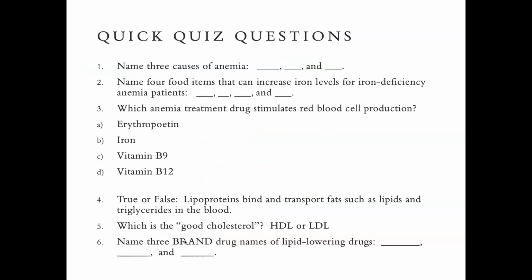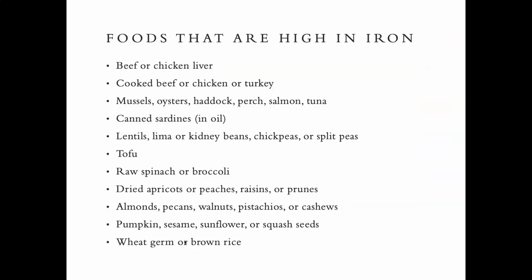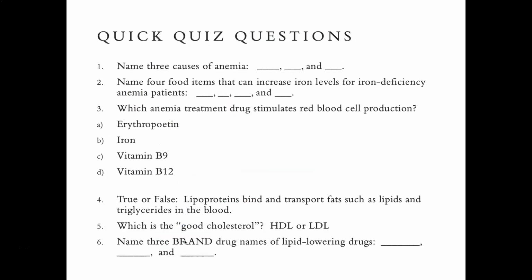Quick quiz questions. Name 3 out of the many causes of anemia? And make sure you know all of the 6. Make sure you know all 6 of those for your quiz. Hint, hint, hint. Okay, so what are 3 causes of anemia? What are 4 food items that can increase iron levels for iron deficiency anemia patients? Which anemia treatment drug stimulates red blood cell production? Make sure you know which one of those it is.